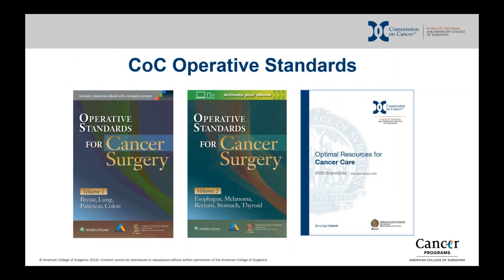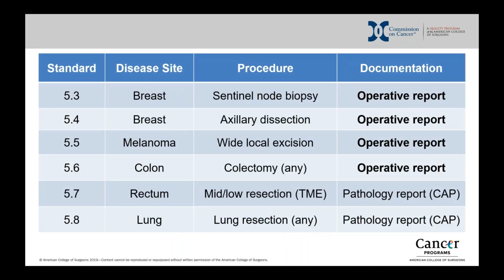Six operative standards have been included in the new standards for Commission on Cancer accreditation. The six standards selected for inclusion in COC accreditation standards are shown here. These standards describe aspects of the conduct of sentinel lymph node biopsy and axillary lymph node dissection for breast cancer, wide local excision of melanoma, colectomy for colon cancer, and rectal resection for rectal cancer, as well as pneumonectomy for lung cancer.